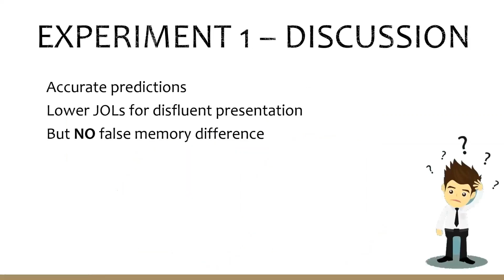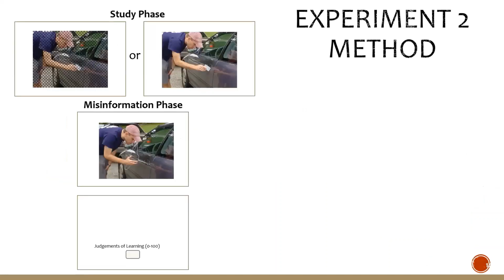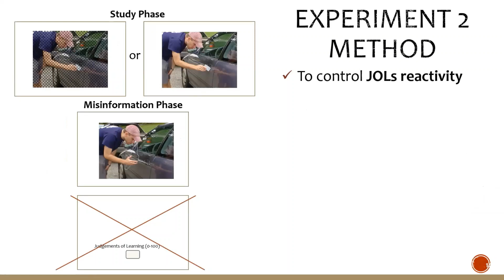In this experiment, we found accurate predictions of memory performances, with lower JOLs for the disfluent presentation. However, we couldn't find any significant difference in false memories. It might be related to JOL reactivity, since JOLs can sometimes affect actual memory performance. In the second experiment, we used exactly the same method as experiment 1, but to control for judgment of learning reactivity, we eliminated that part of the method.